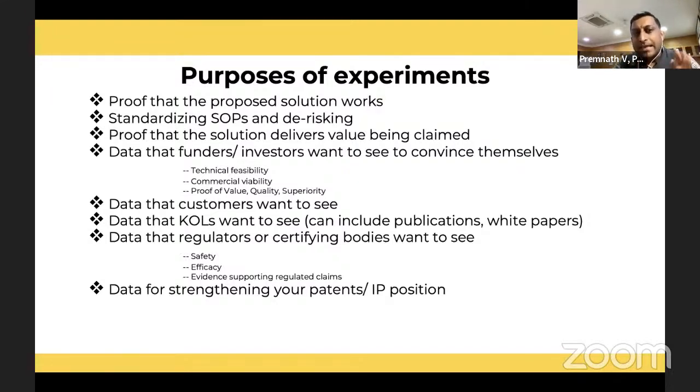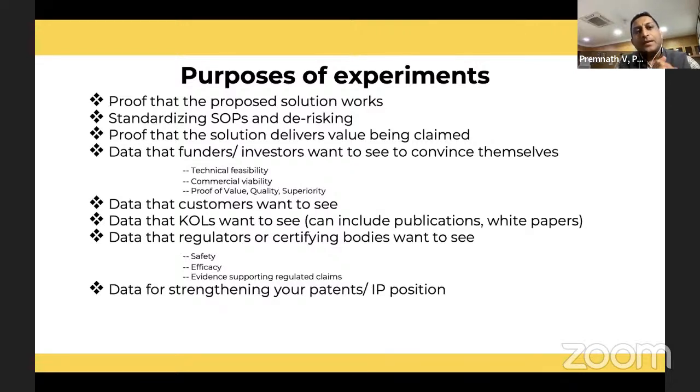Now, the next set of data that you might need is data that your funders and investors want to see to convince themselves that you're on the right track. And this part of it might be proof of concept, part of it might be proof of value, but there may be more to it as well.